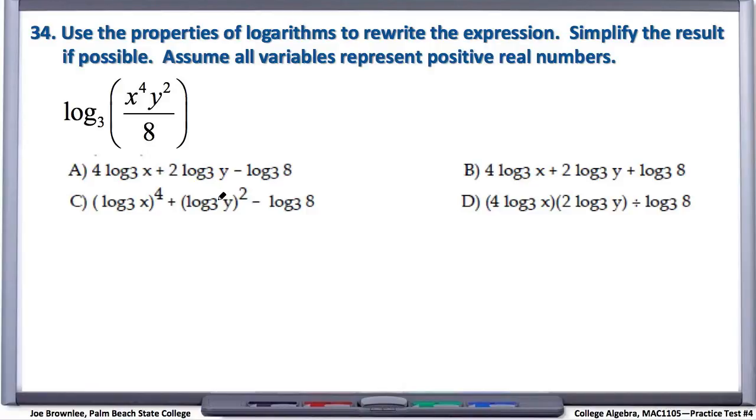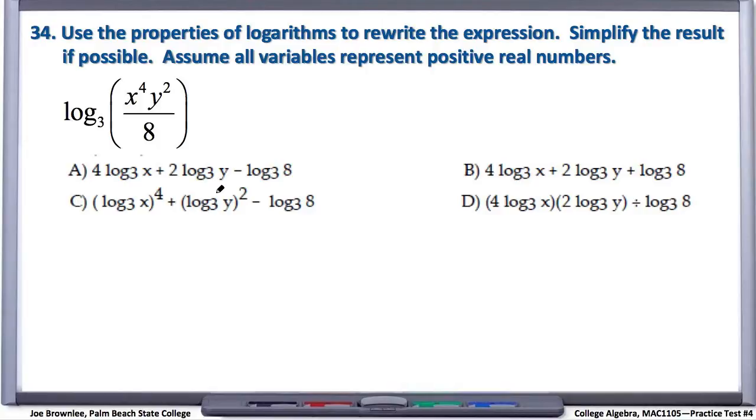Taking a look here at number 34, we have: use the properties of logarithms to rewrite the expression, simplify the result if possible, assume all variables represent positive real numbers. We have log base 3 of x to the fourth y squared over 8.